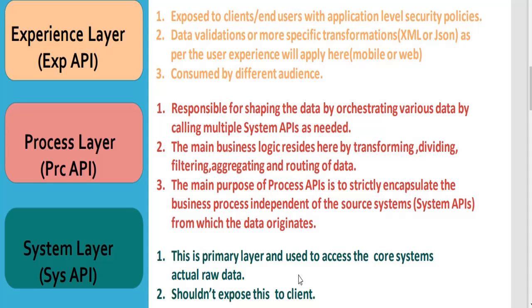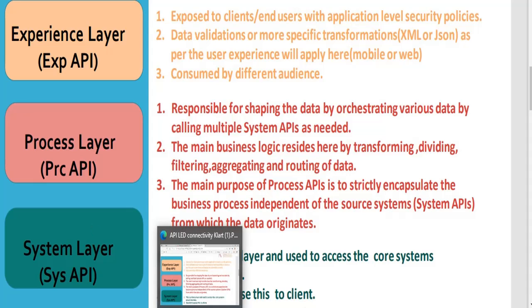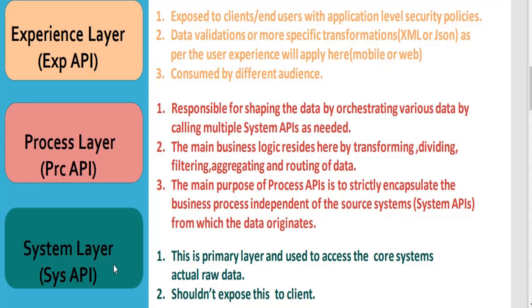Okay. So the system API is nothing but the API which is actually connecting to the actual system to get the raw data. Okay, then the process layer. In our example, we are integrating Salesforce to database, right? So we have two system APIs. One system API is to connect to Salesforce and get or push the data. Another system API is to connect to the database to read and write the data. So these are two different system APIs.